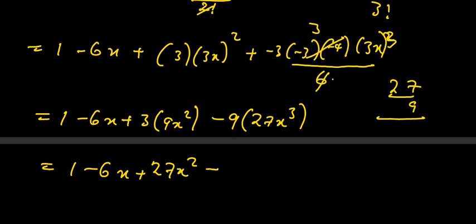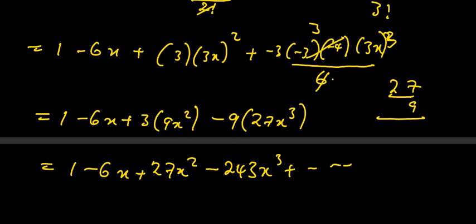What is 9 times 27? 243. 246. So we are having 243x³ plus... This is what you have.